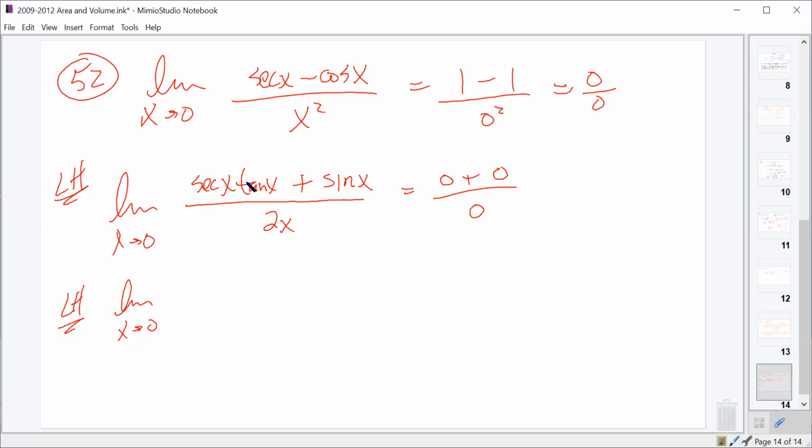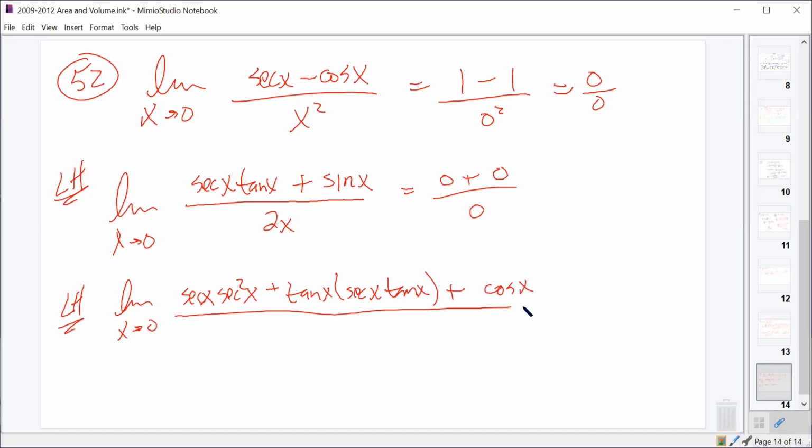And then the derivative of secant x tangent x, we'll have to use product rule for that. So that would be secant x times the derivative of tangent x, which is secant squared x. And then plus tangent x times the derivative of secant x, which is secant x tangent x. And then plus the derivative of sine x, which is cosine x, all over 2. And this is secant cubed.